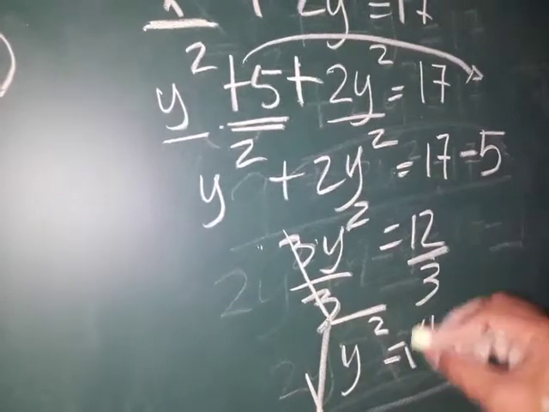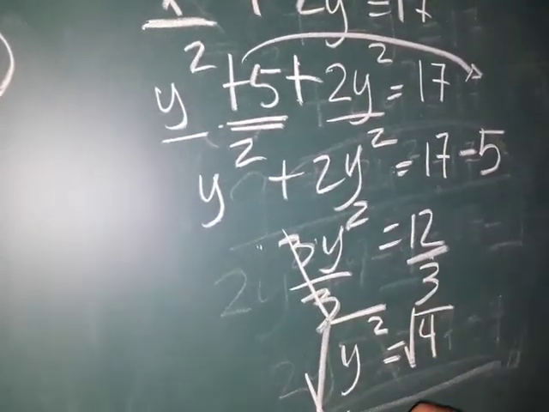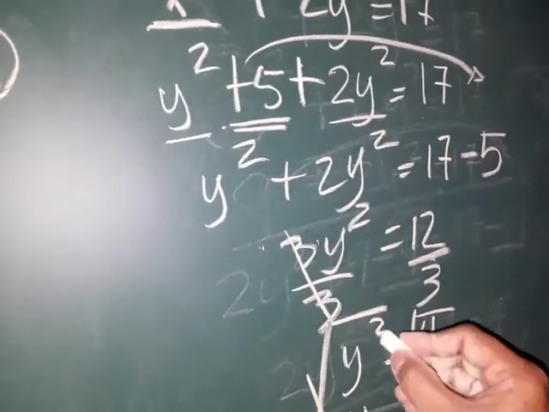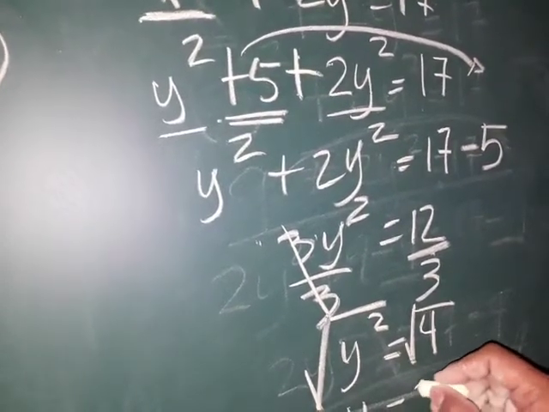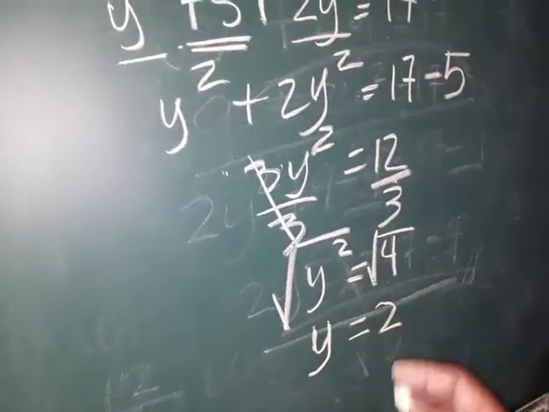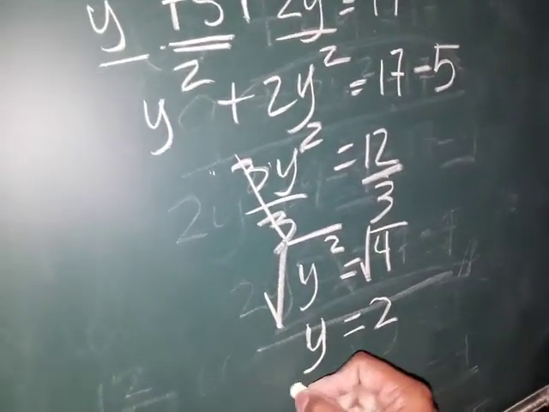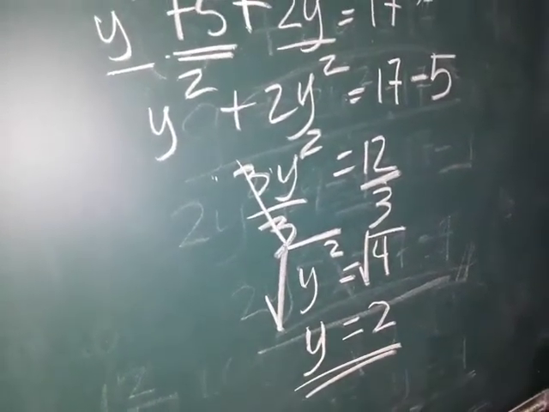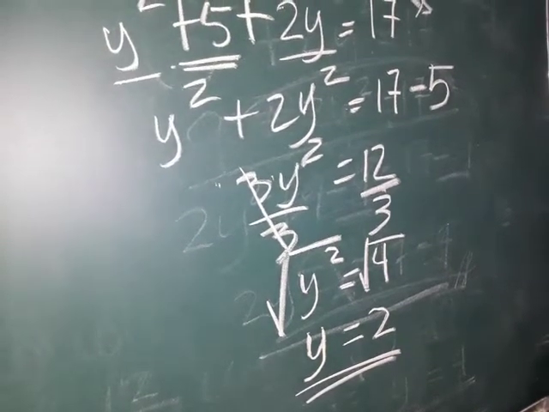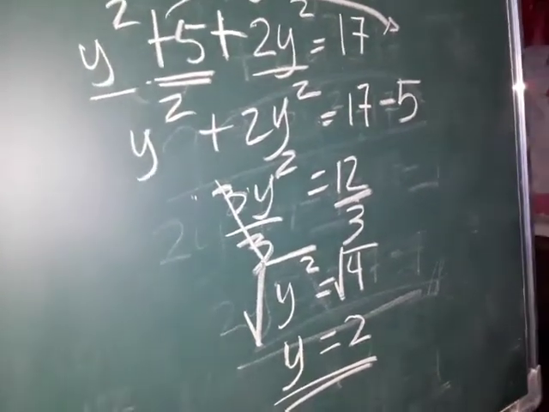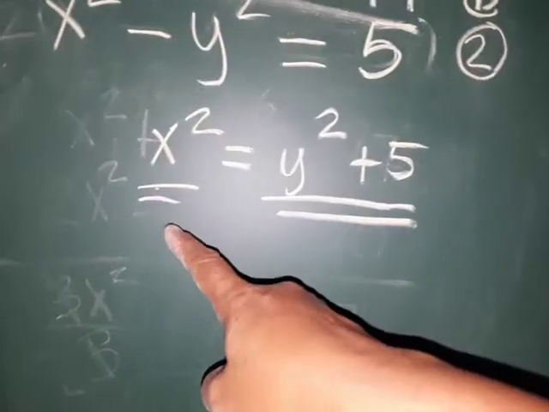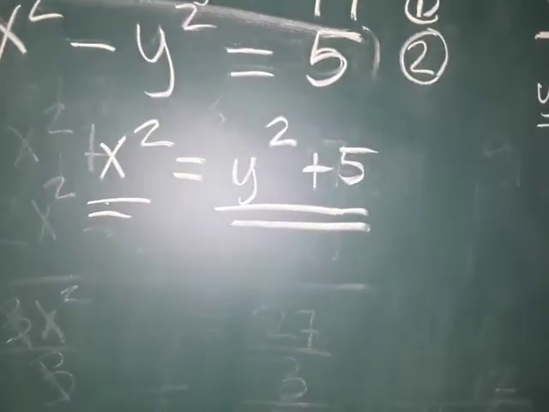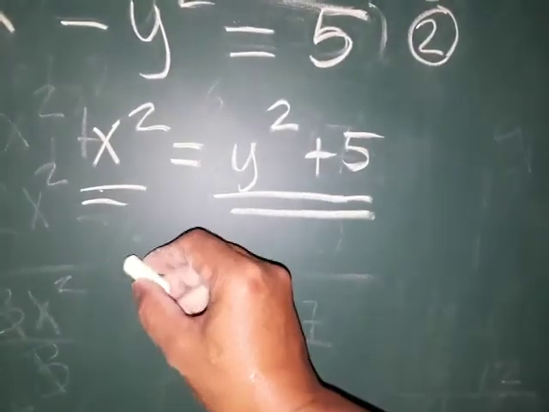Square root both sides to remove the exponent. So, y is equal to, the square root of 4 is 2, because 2 times 2 is equal to 4. So, y is 2, the same as with our elimination a while ago. So, how do we get x? If y is 2, then let's get x by substituting y equal to 2.